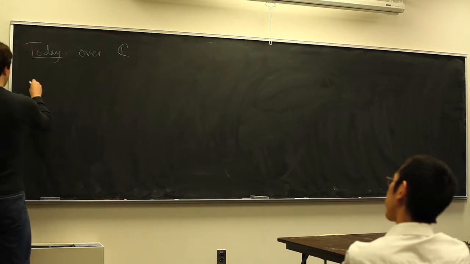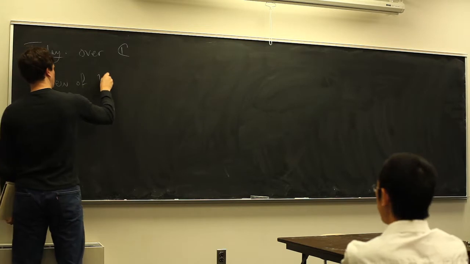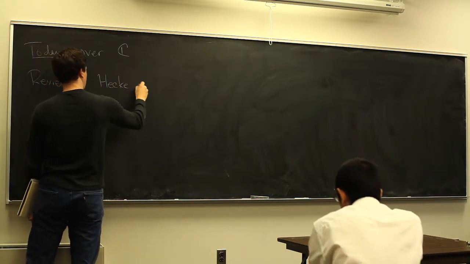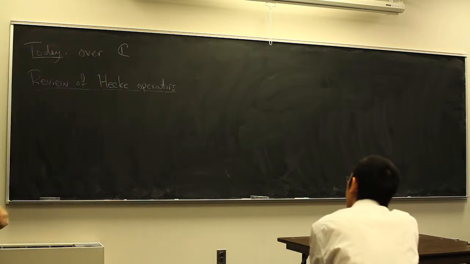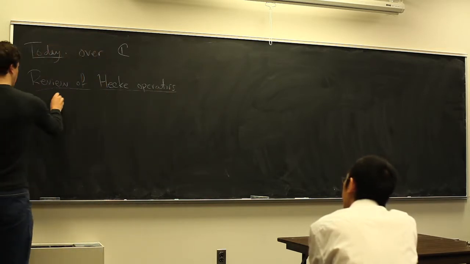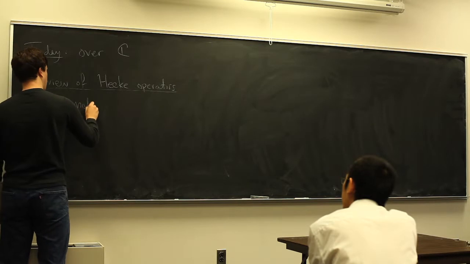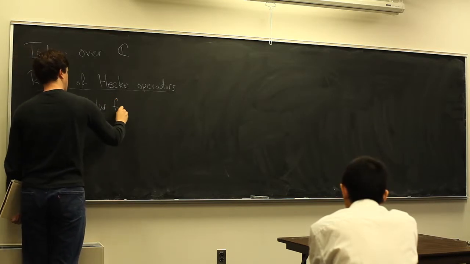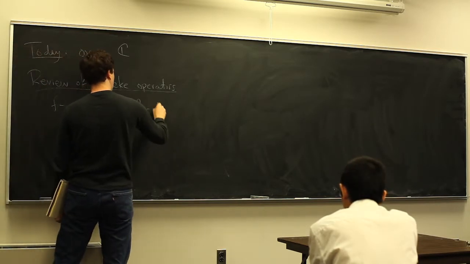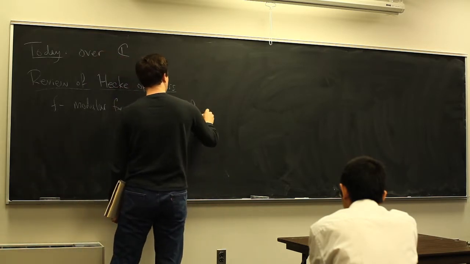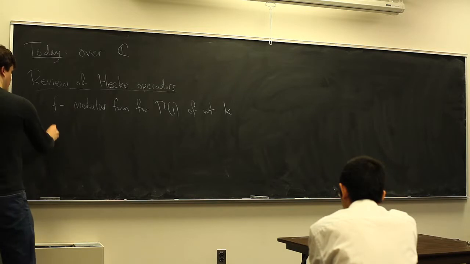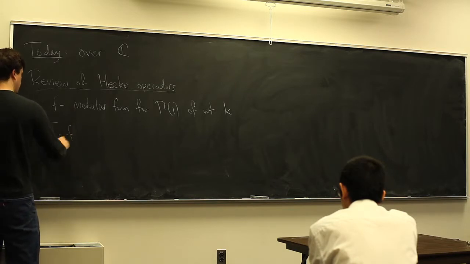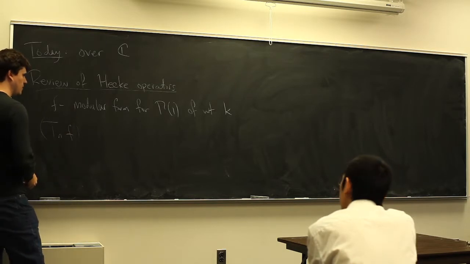So let me recall Hecke operators. This is something that we talked about two or three lectures ago. So let me just remind you what we did. Suppose that we have some modular form for gamma 1, the full SL2Z, of weight k. Then we define this Hecke operator, Tn of f. It's a new modular form for gamma 1 of weight k.